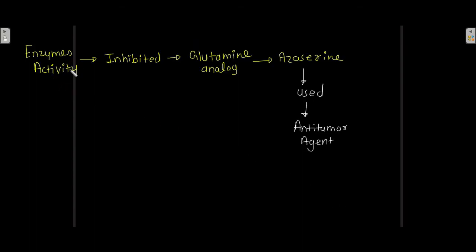Now the activity of amidotransferase is inhibited by glutamine analogs such as azaserine, and that is the reason why this glutamine analog is used as an anti-tumor agent. It is used as an anti-tumor agent because it inhibits the activity of the enzyme amidotransferase.